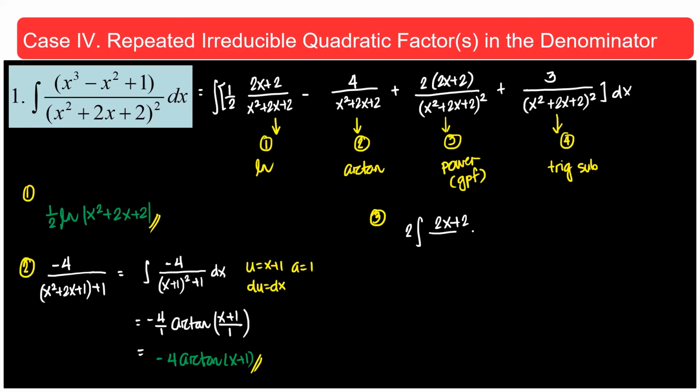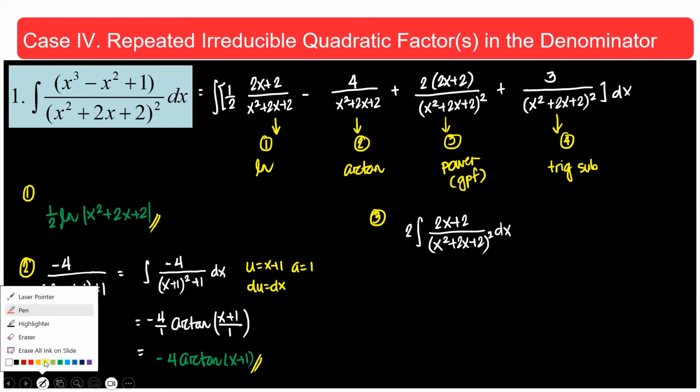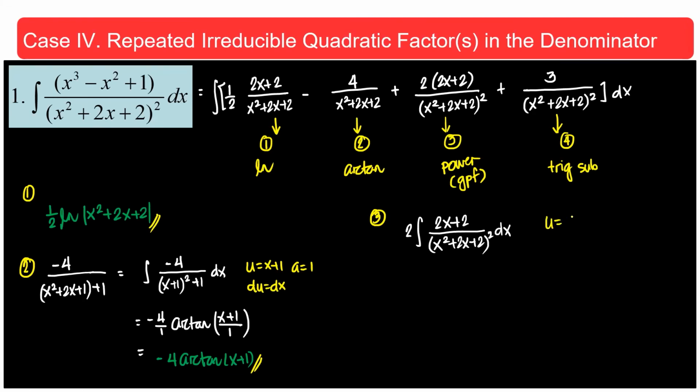2x plus 2, x squared plus 2x plus 2 squared dx. So in this case, guys, if u is x squared plus 2x plus 2, n is -2, du is 2x plus 2, dx kompleto.